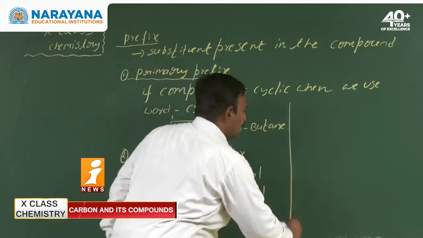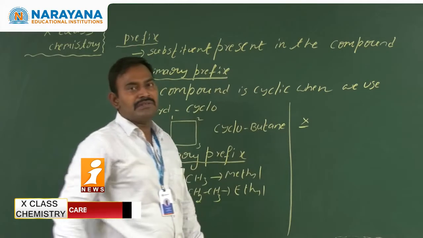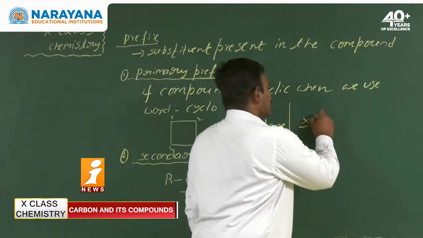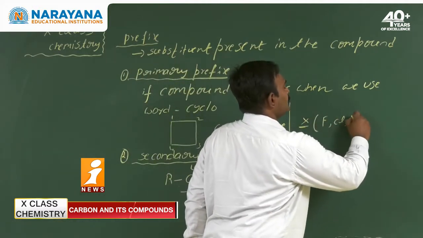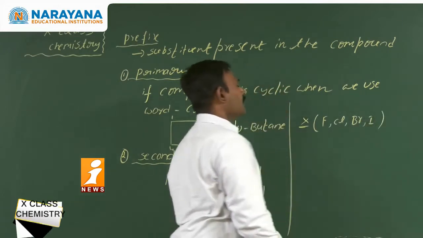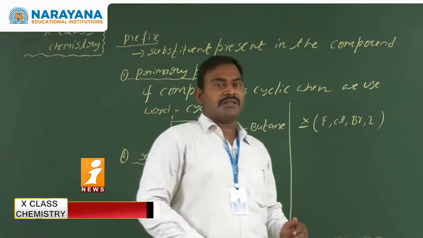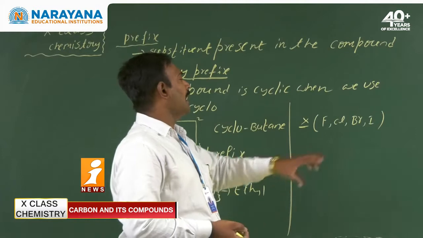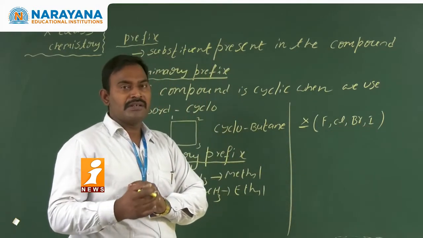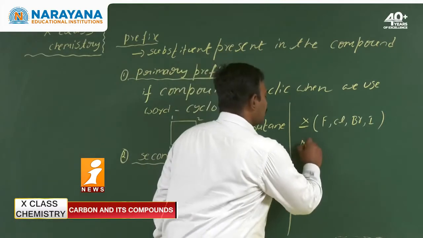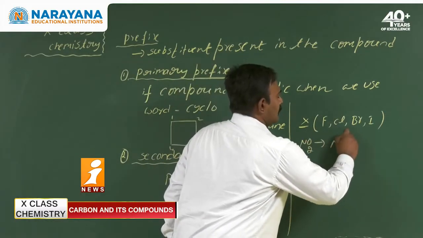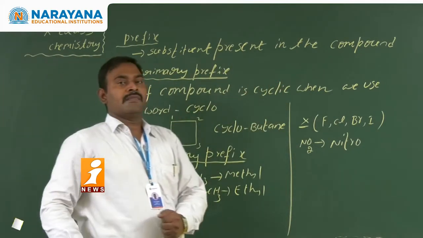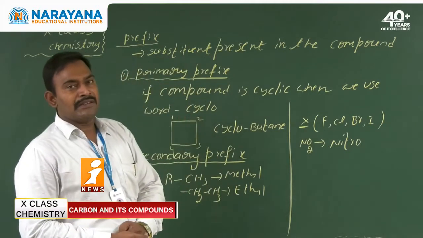Similarly, if any halogens are present. Halogen means the group 17 elements: fluorine, chlorine, bromine, iodine. If fluorine is present, the name of the substituent is fluoro. Bromine is present, the substituent is bromo. Iodine is present, the substituent is iodo, like that. Similarly, some other groups, NO2. What is the name of the substituent? Nitro, like this. That means secondary prefix indicates the substituents present in the compound.